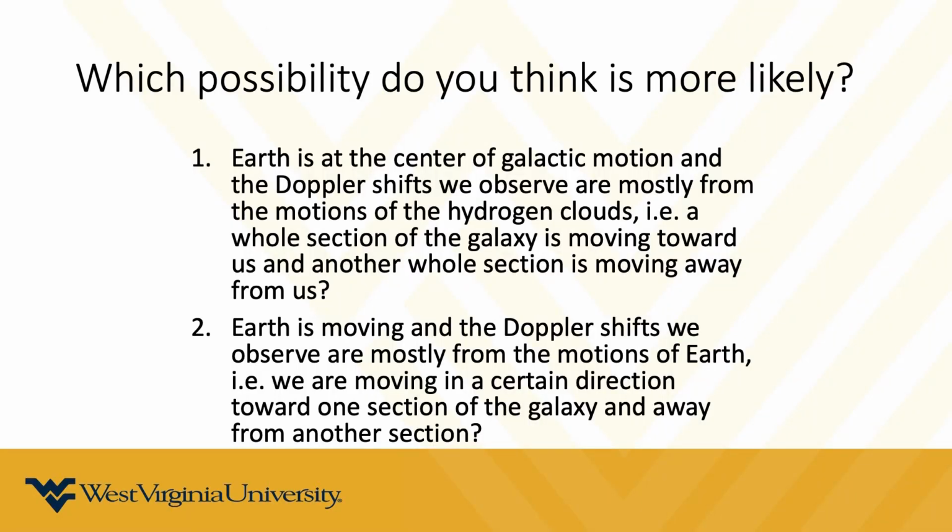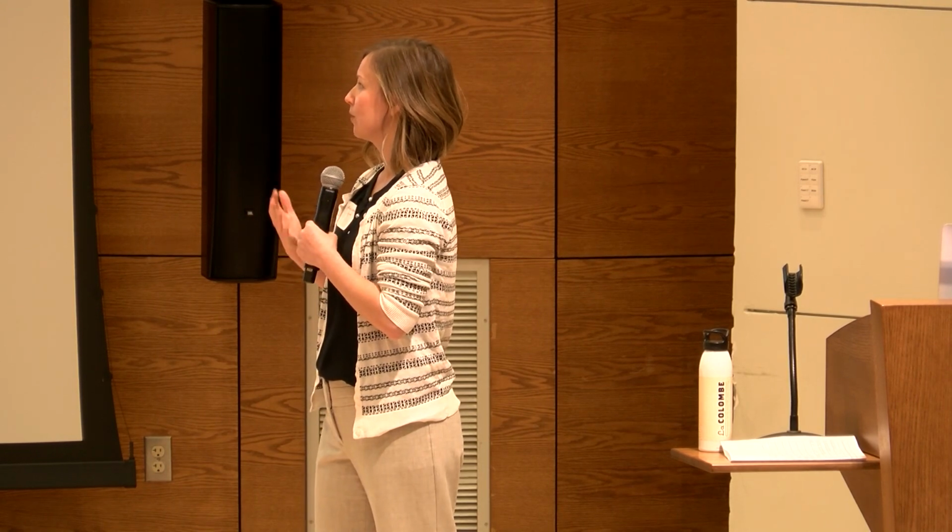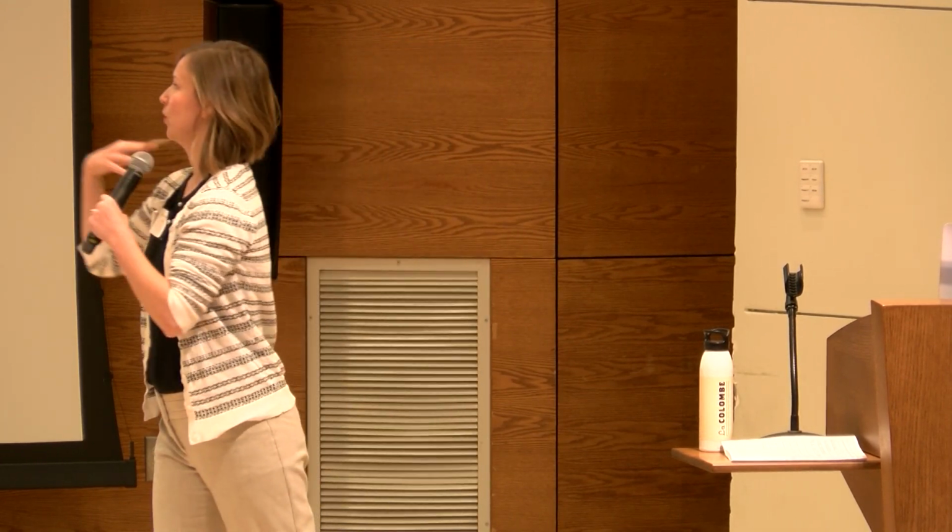But there's those two possibilities, right? That stuff is moving towards or away from us, or we're moving towards or away from it. So what do you think is more likely? Do you think Earth's at the center of this huge galactic motion, and that that whole section of the galaxy is moving towards us, and another whole section of the galaxy is moving away from us? Or do you think Earth is moving, and the Doppler shifts we see are mostly from the motions of Earth, meaning that we are moving towards a certain direction and away from another direction? What do you think is more likely? Are we at the center of things, or are we just detecting ourselves?